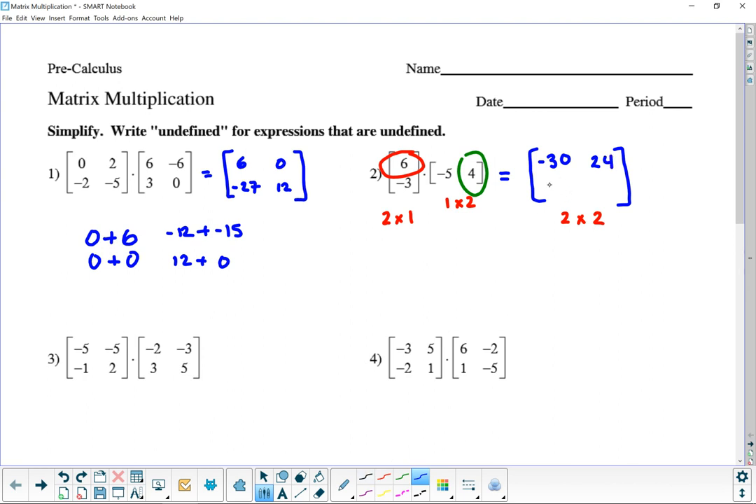If I want this spot right here, where you see my little cursor is, then that means that it's going to be the second row, but it's going to be the first column. So second row times first column, and there's only 1 entry in there. That's why these inside numbers are ones, because there's only 1 multiplication you have to do. That's going to give you 15. And the last one, second row, second column, that's going to give you an entry of -12. Okay.